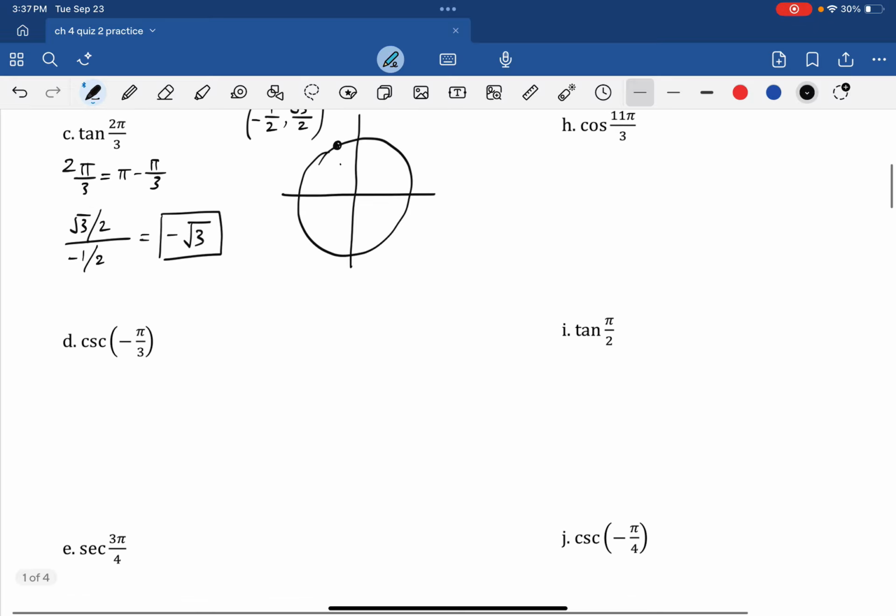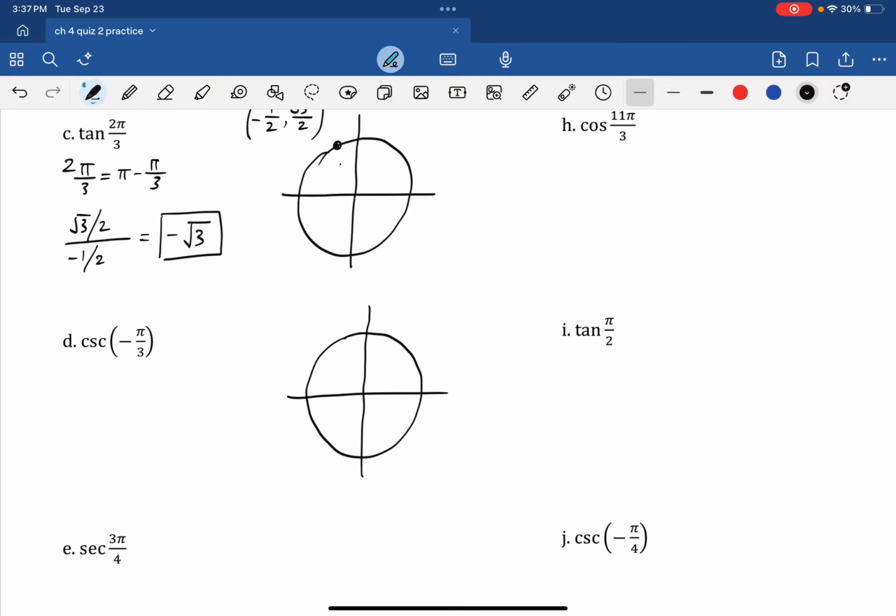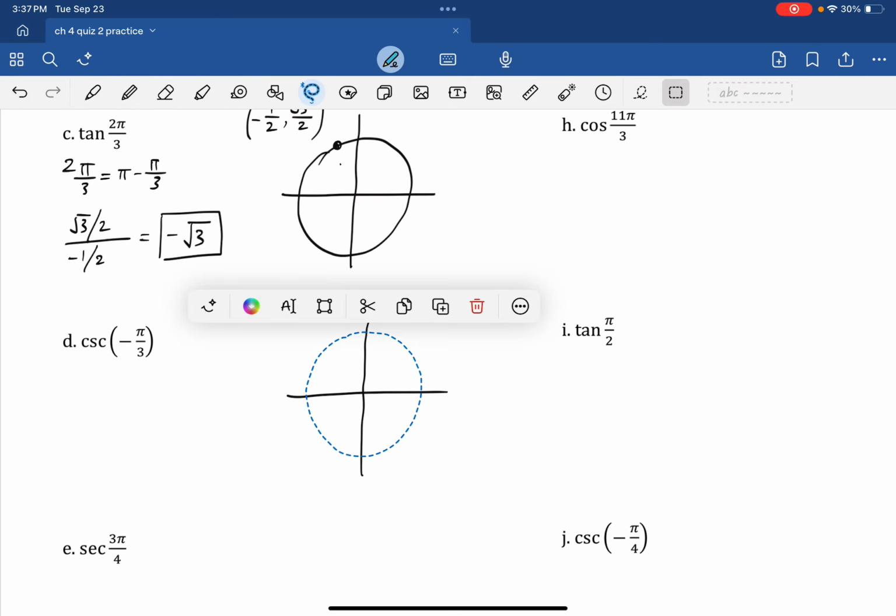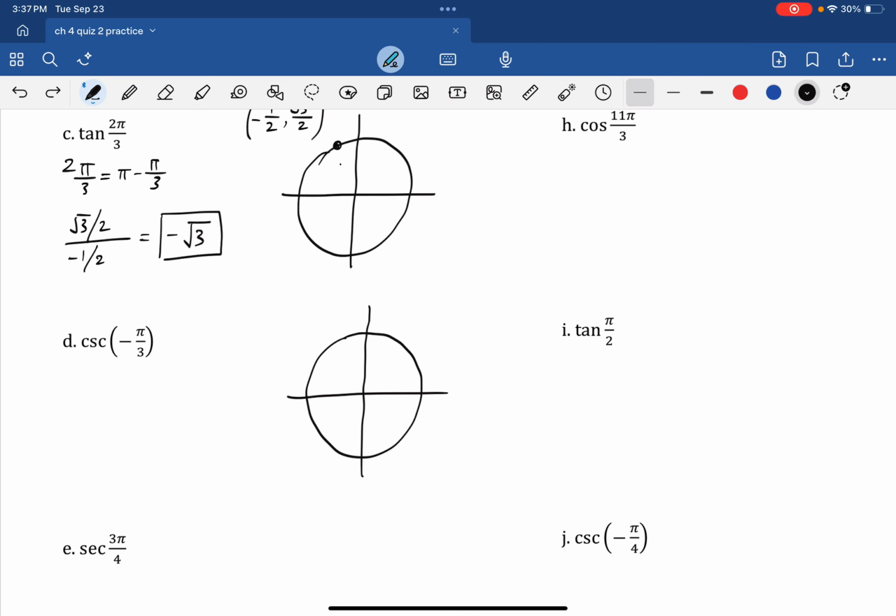Next is cosecant of negative pi over 3. Okay, negative pi over 3 is pretty easy to find. That's just pi over 3 going clockwise around the circle, which is going to be right here. Oh my gosh, I don't know how to turn that thing off. The coordinates here are just going to be 1/2, comma, negative root 3 over 2.